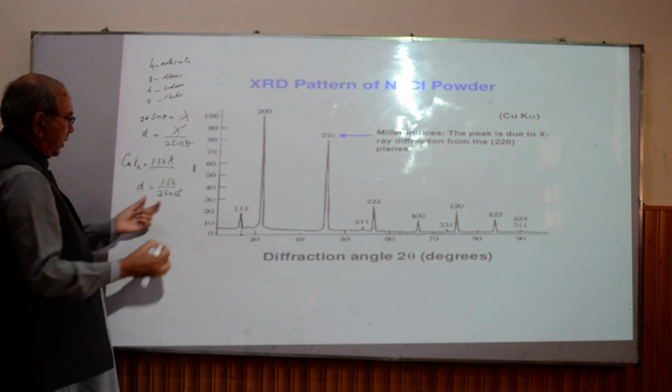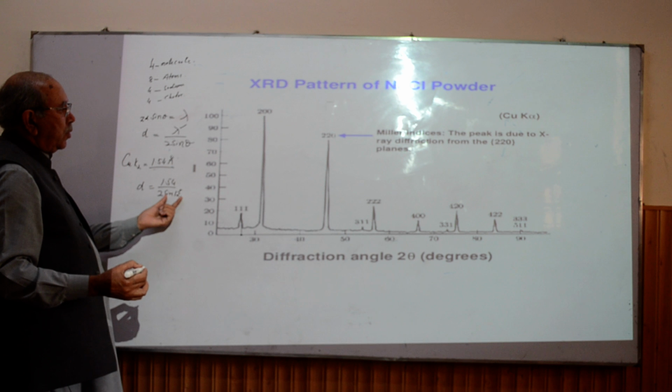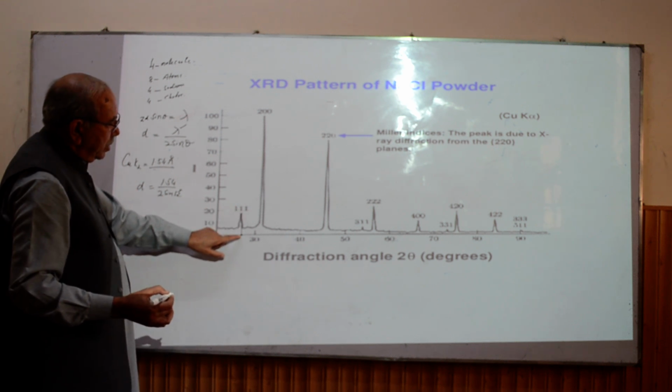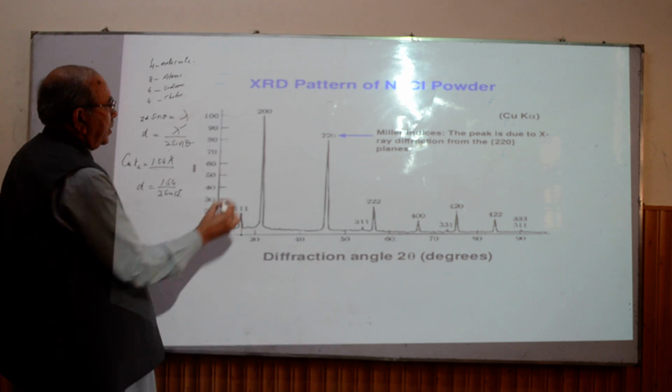So I know from the table what will be the value of sine 12, so I can find the value of d spacing for 111 of this diffraction plate.